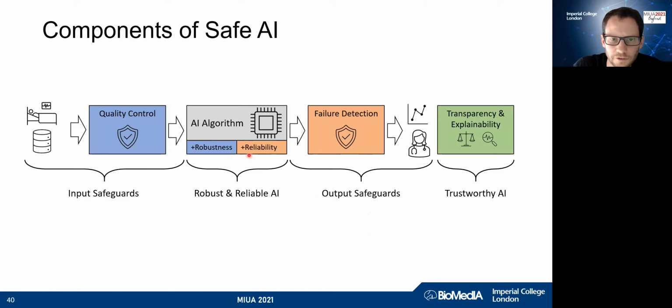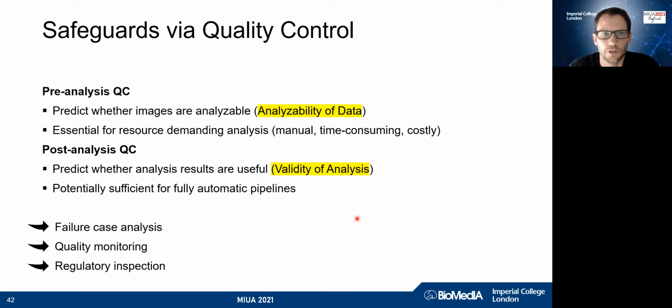So I've been talking about robustness and reliability and different ideas for improving this. You might have seen many other works that work in that space. I want to talk very briefly about this aspect of quality control and input safeguards and the output safeguards that we might be able to put around AI algorithms. So first of all, I think the safeguards via quality control can be separated into two parts. As I said, pre-analysis QC, so we might want to be able to say in advance whether an image is analyzable, or we do post-analysis QC, where we want to say whether the predictions are valid. So what is the validity of the analysis?